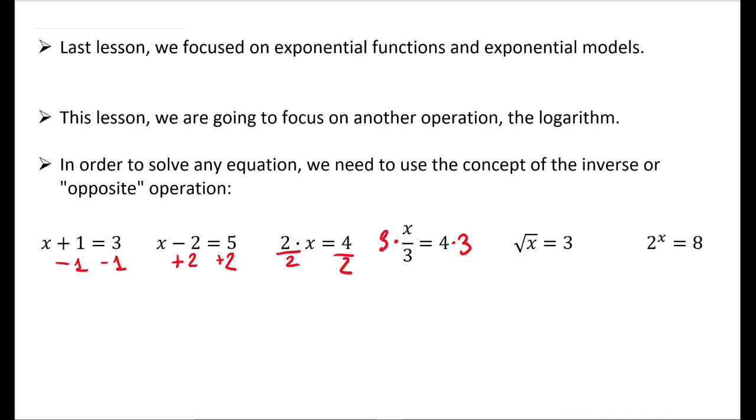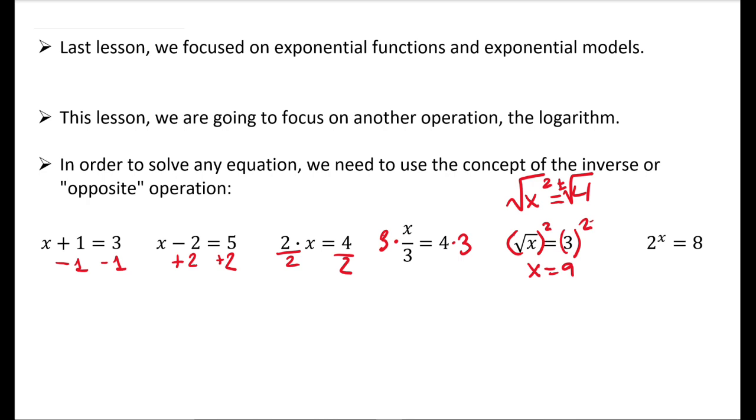And then the square root of x equals 3. This was our previous unit, the radical unit, radical functions. The only way to get rid of a square root is to square both sides. So we have x equals 9 here, 3 squared. Now, I didn't include this equation, but if I had x squared equals 4, we know that to do the inverse of squared, the only way to get rid of the squared is with a square root. In this case, there's a technicality because we have to include the plus or minus version. But if we were just doing the principal square root, it should be square root. All right, so notice that in all these equations, we needed an inverse or opposite operation in order to cancel it out. So what about the next equation, 2 to the x equals 8?